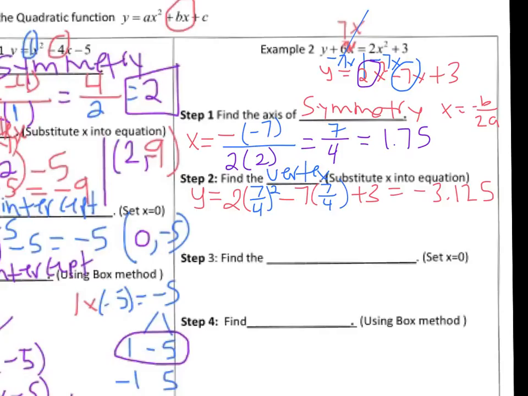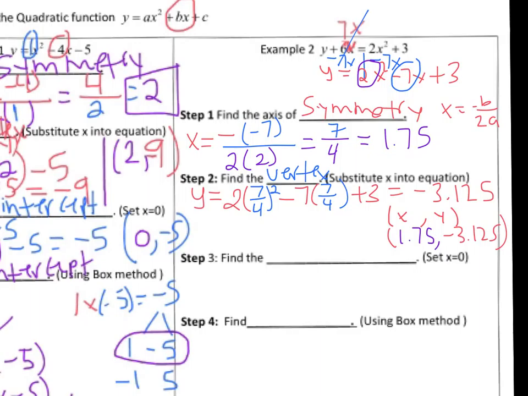Just a reminder, the vertex has the x value and the y value. This answer alone is not your vertex. Your vertex comes from the x value, which we found when finding the axis of symmetry, and the y value, which we found by substituting the axis of symmetry into the equation. So our x value here is 1.75, and our y value would be negative 3.125. So that is our vertex.